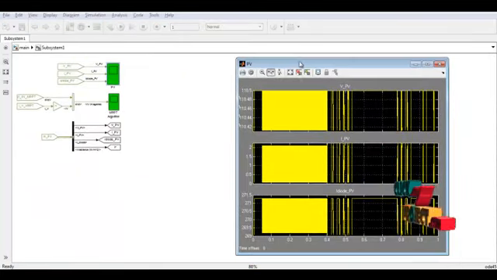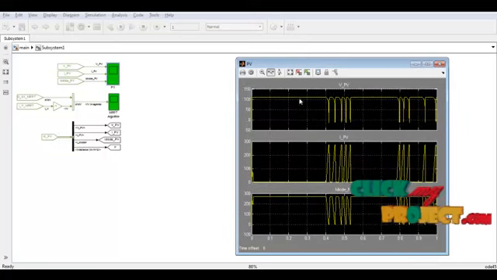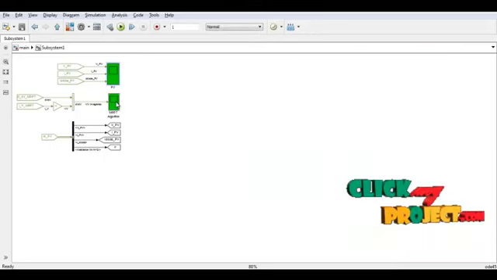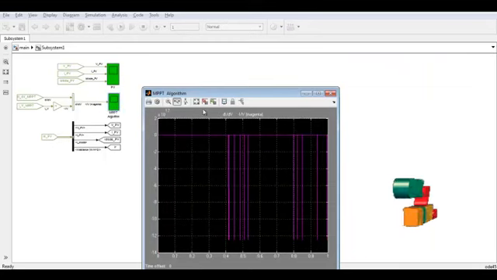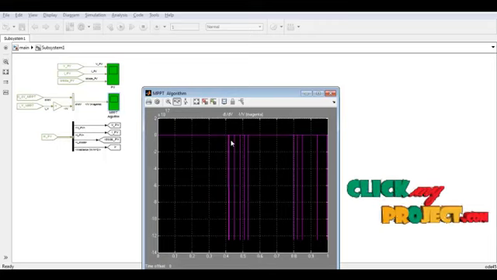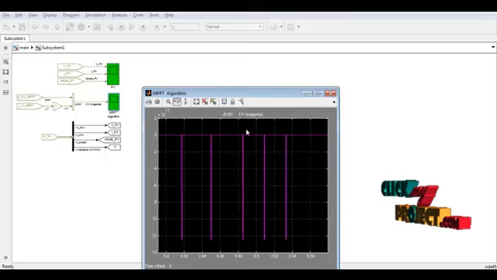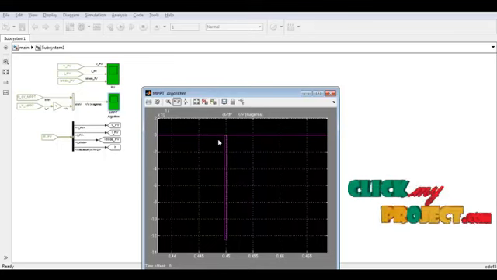This is our solar panel result. We are getting a solar voltage of nearly 120 volts, and this is our current, and this is our photovoltaic diode. This is our maximum power point tracking result for the duty cycle pulse to the DC to DC boost converter. So this gives the triggering pulses of the boost converter.